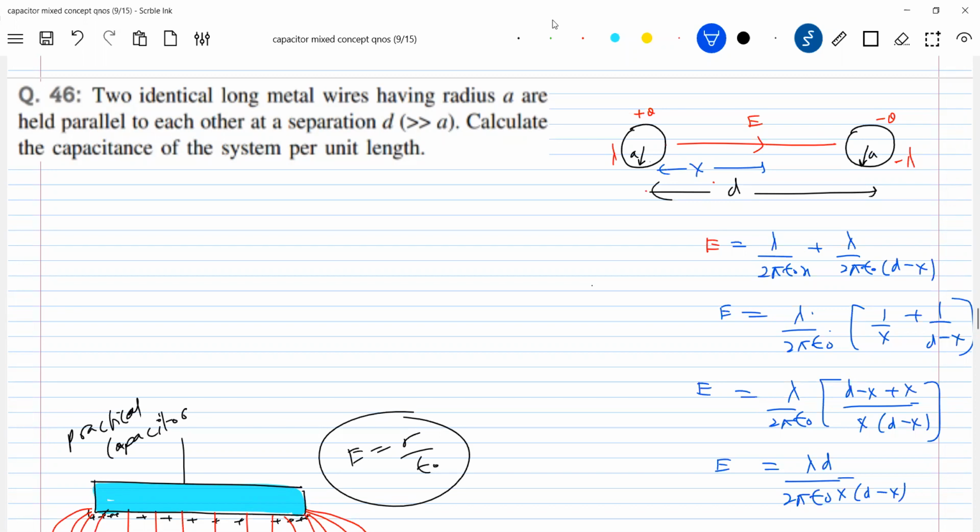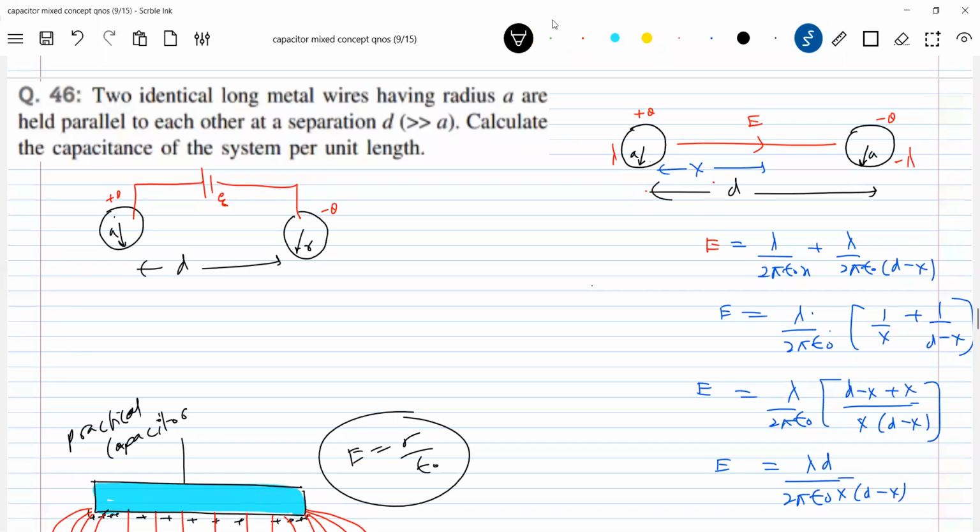So let's connect a cell across it. When I connect a cell across it, I'll give one small diagram. Let the EMF be E. Plus Q charge will flow, it will induce, and minus Q charge will enter here. Since d is very much greater than the radius, we can neglect the electrostatic induction that occurs between them.